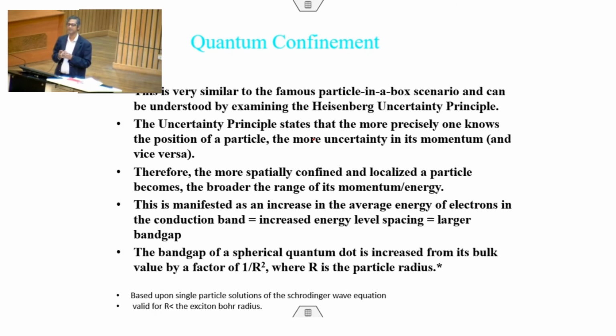And this manifests as an increase in the average energy of the electrons in the conduction band, equal to an increase of energy level spacing and a larger band gap. So, the band gap of a spherical quantum dot is increased from its bulk value by 1 by r square, where r is the size or radius of the particle.